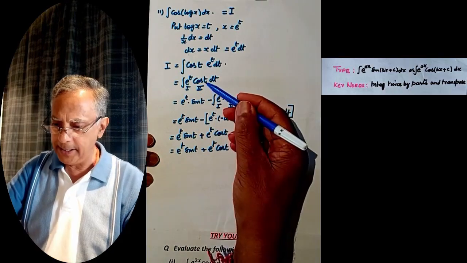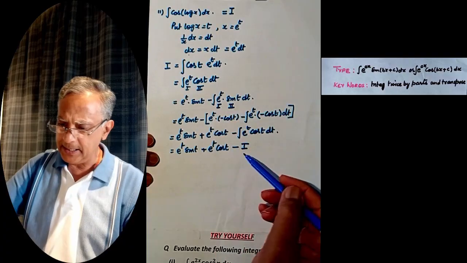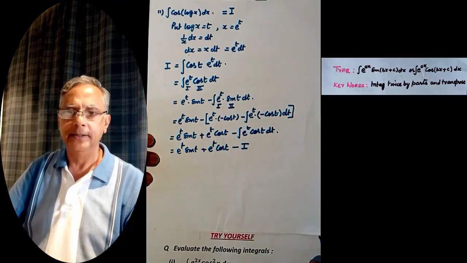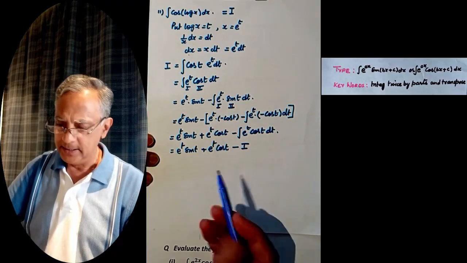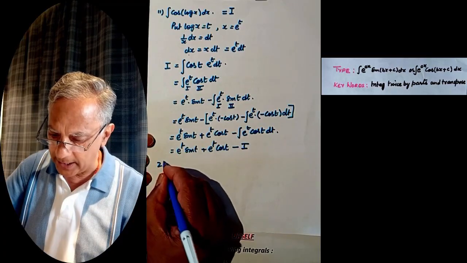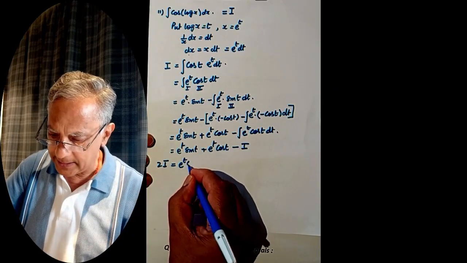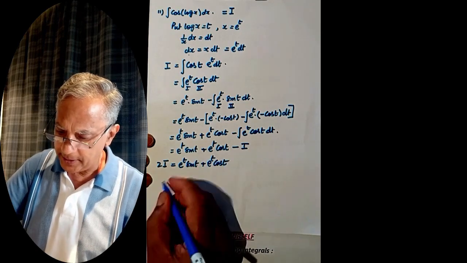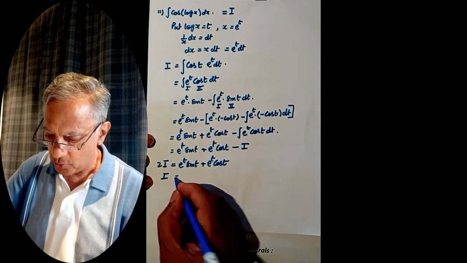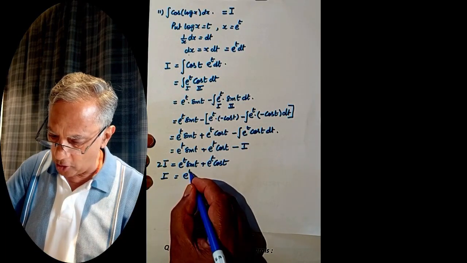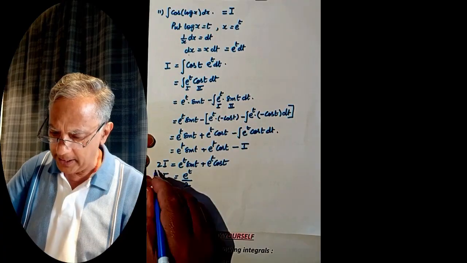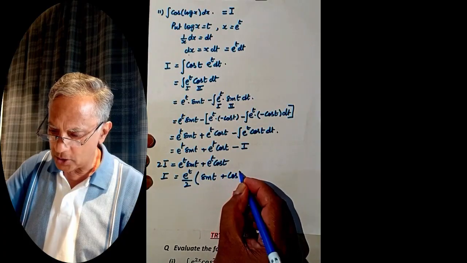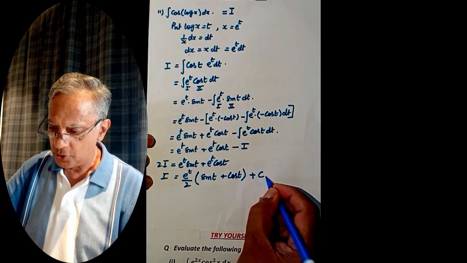Now transpose. Integrate twice by parts and transpose. Integrate once here and again at this time. So this will be 2I is equal to e^t sin t plus e^t cos t. Therefore I is equal to e^t is common, divided by 2 into sin t plus cos t plus c.